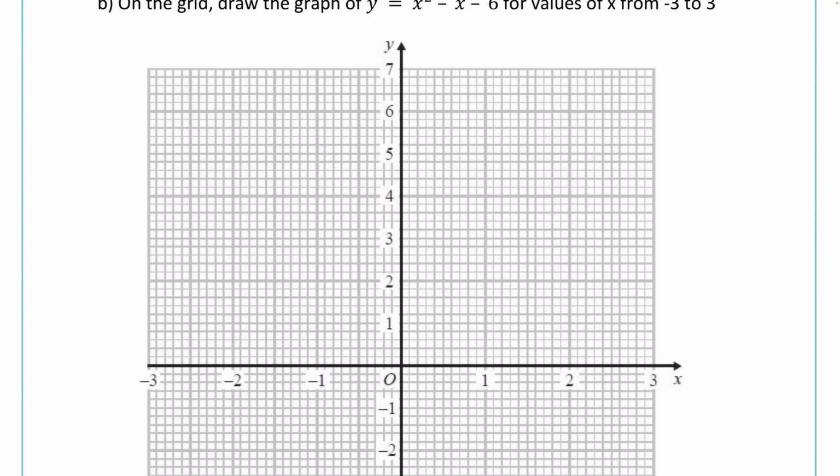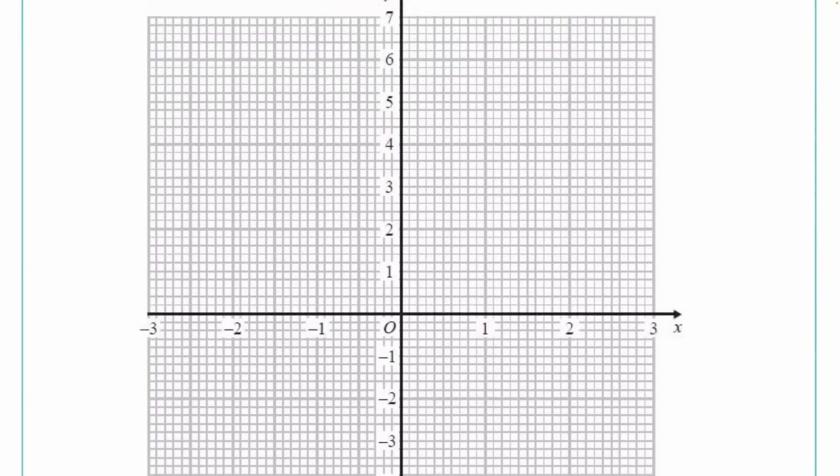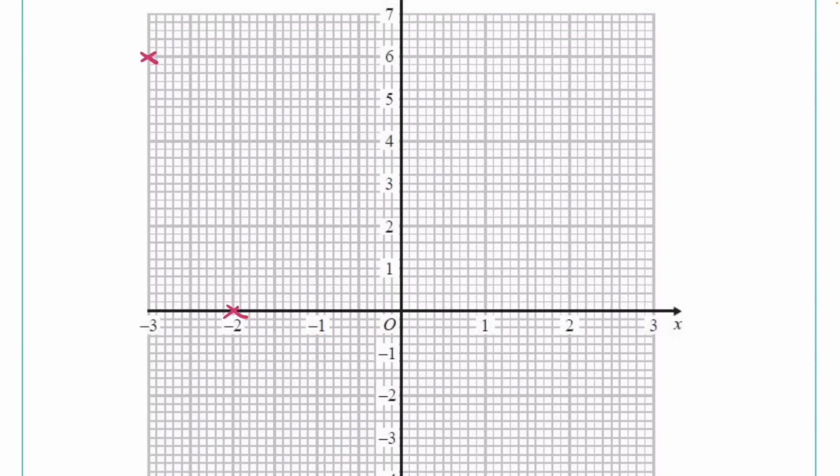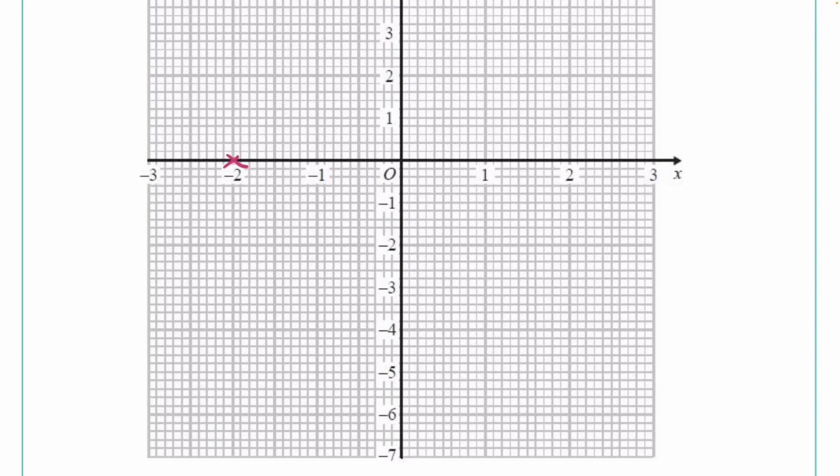But let's plot these points. So we have negative 3 that goes to 6. Negative 2 is on 0. Negative 1 is down at negative 4. So negative 4 down here. 0 down at negative 6. 1 also at negative 6. And then it just sort of mirrors back up. So 2 is negative 4. And 3 is on 0.